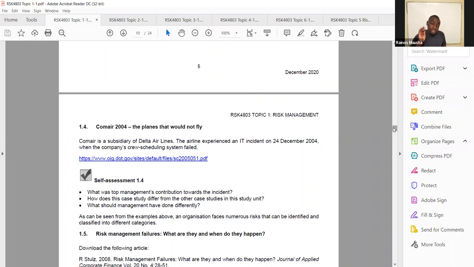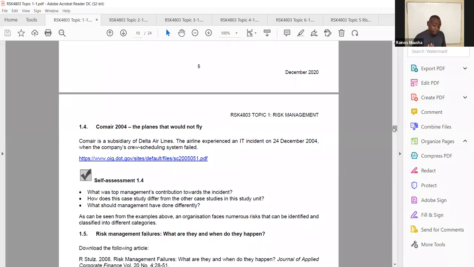For these four study units, historically, we have never seen questions coming from them, because they are basically just giving you historical examples of cases where risk management failed as well.